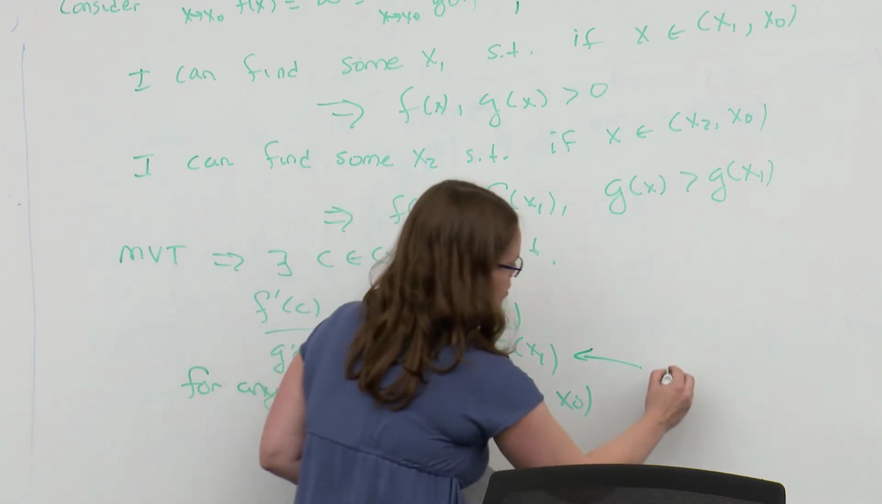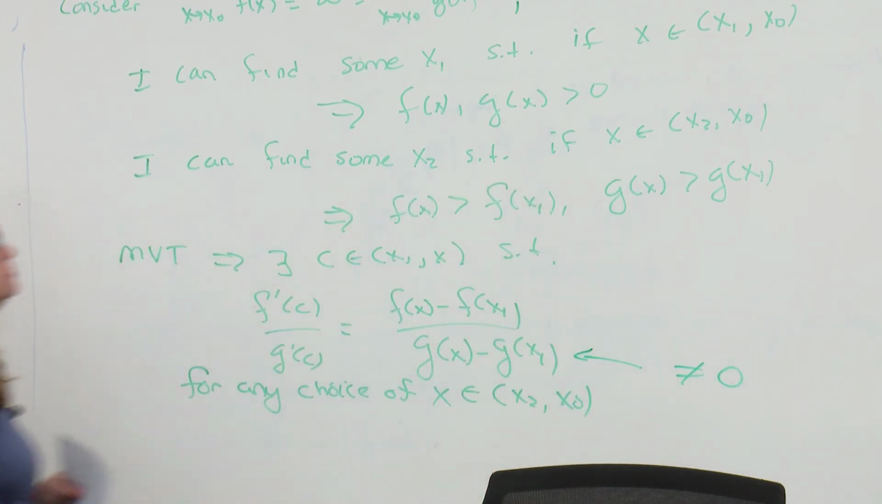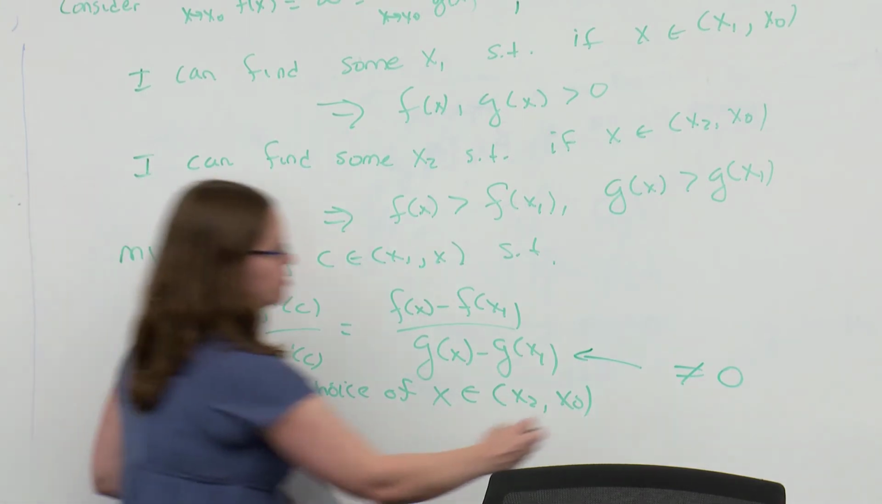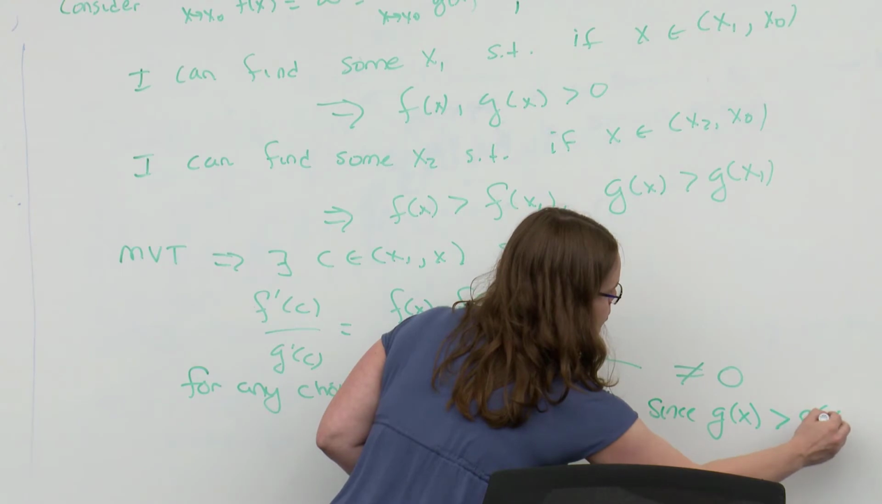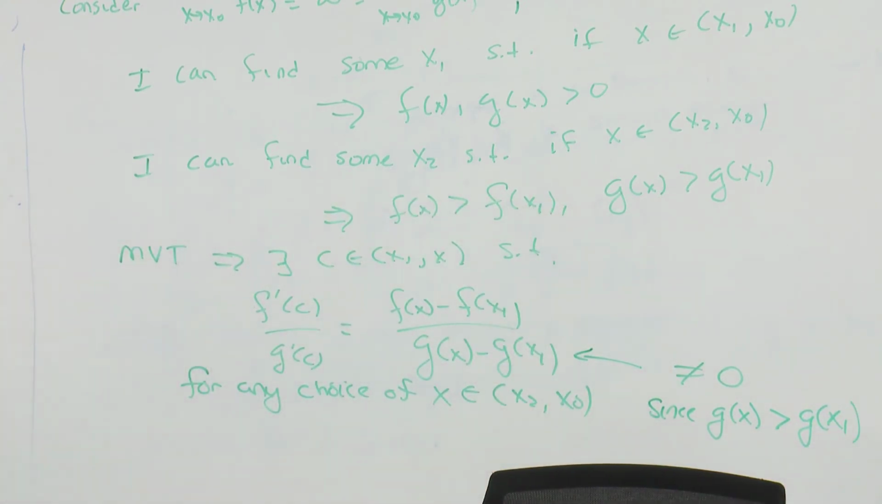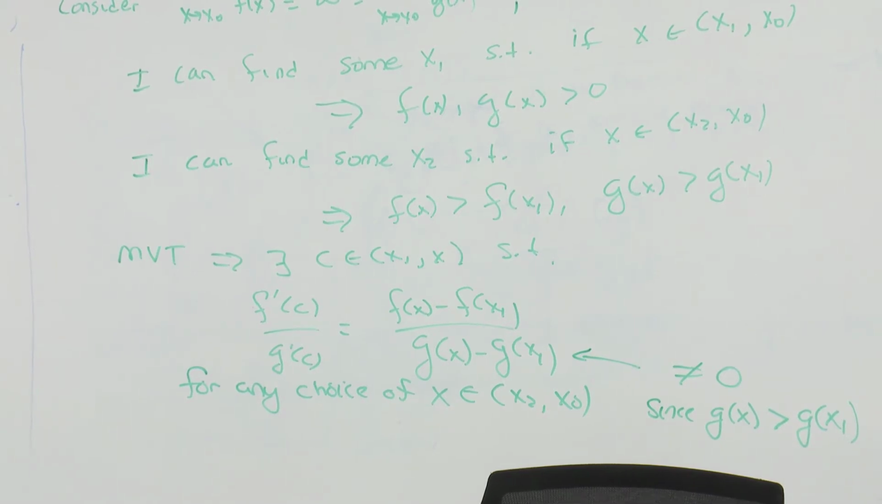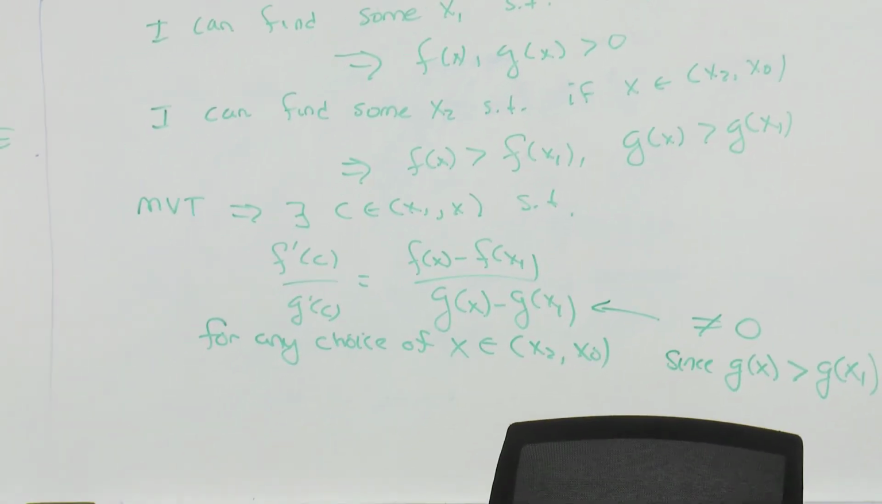Okay, so this is important. This is not equal to 0. And the reason it's not equal to 0 is because g of x is definitely bigger than g of x1. Before, in the 0 over 0 case, I just picked any x and y in my interval, and I didn't worry too much about it. Here I had to be a little bit more careful to make sure I'm not dividing by 0. But again, we can still do it. We can fix our x1 and let x get close to this x0.